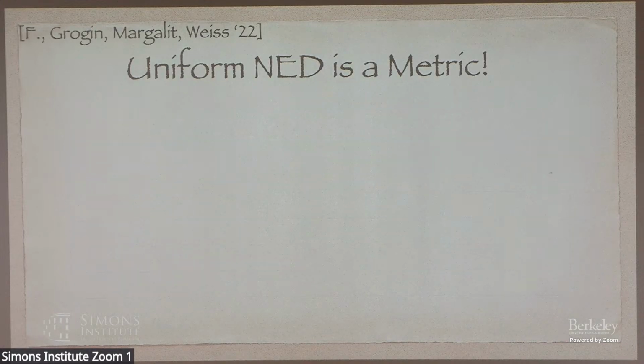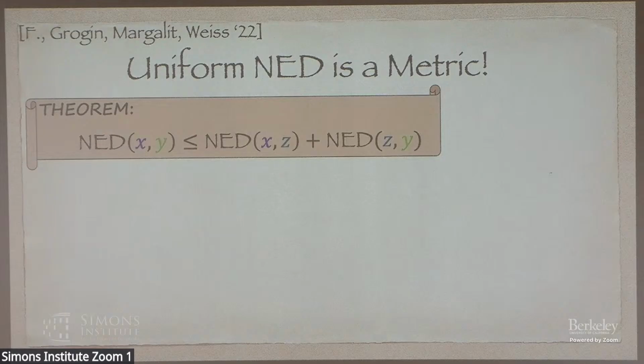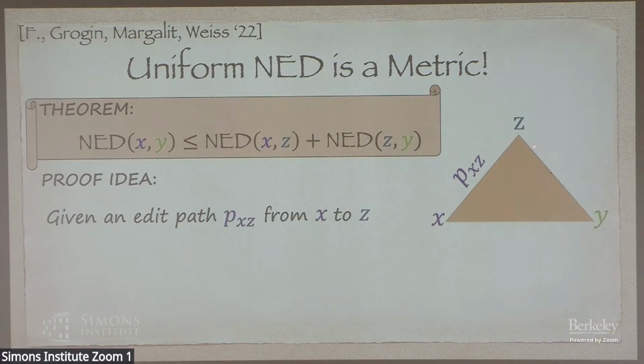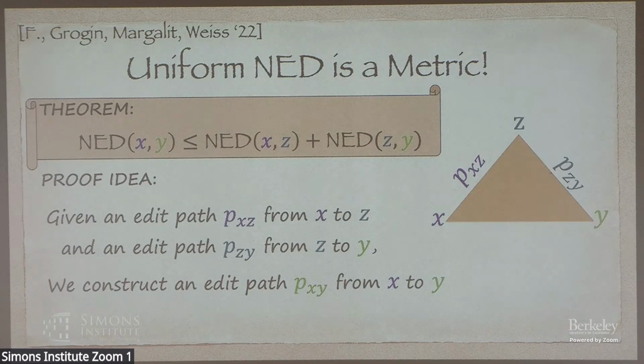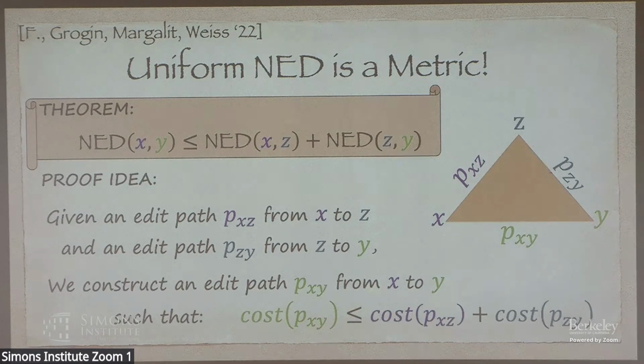And so together with Oded Margalit, Joshua Grogi, and Gira Weiss, we proved that it actually is a metric. And so basically, the missing part is the triangle inequality. And the idea of the proof is quite simple. If you give me 3 points and you give me the edit path between X and Z, and the edit path between Z and Y, then I can produce an edit path between X and Y. And then it is left to show that the cost of the edit path that I composed from the two original ones is less than their sum. So this is case analysis, nothing more than that.